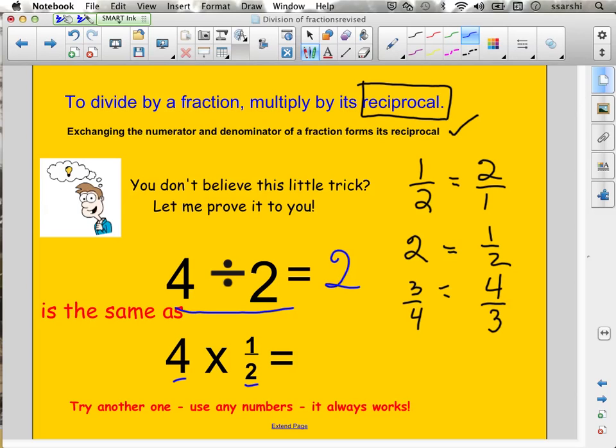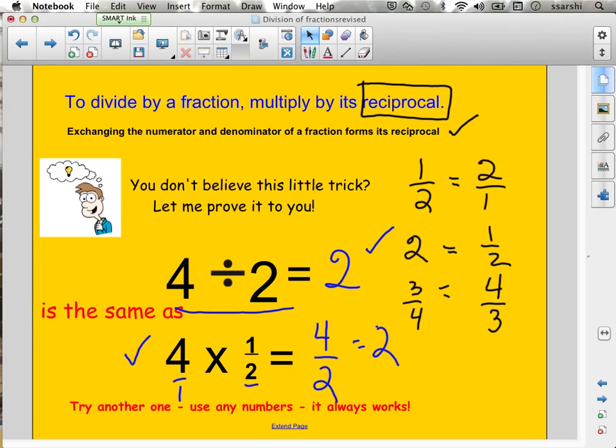So knowing now what we know about multiplying fractions, multiply the numerators, which would be a 4, multiply the denominators, which would be a 2. Our answer is an improper fraction, which we can simplify to 2. So here you see a division problem can be turned into a multiplication problem as long as you take your divisor and flip it into its reciprocal.